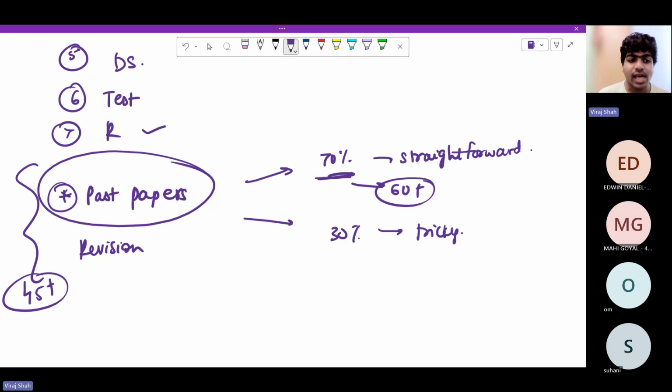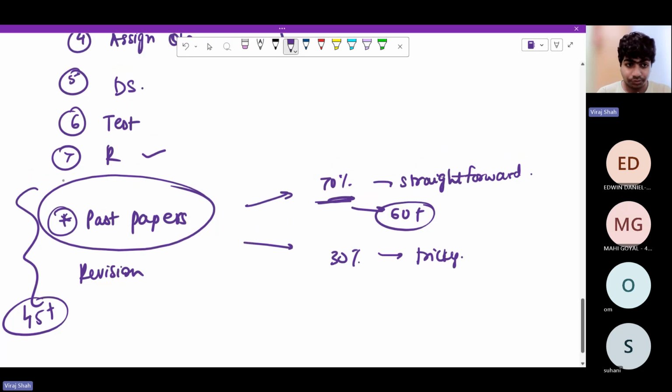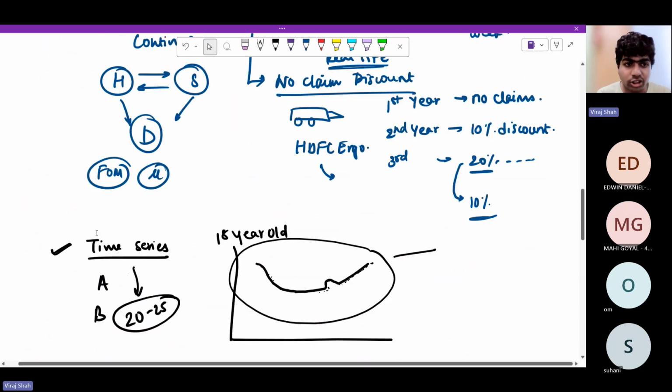But my aim is I want to give major time to your past paper and revision, because CS2 is the only paper where past papers and revision are going to help you pass. Okay, sorry. So this is about your chapters.